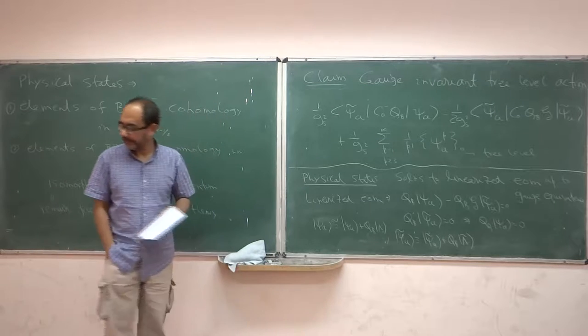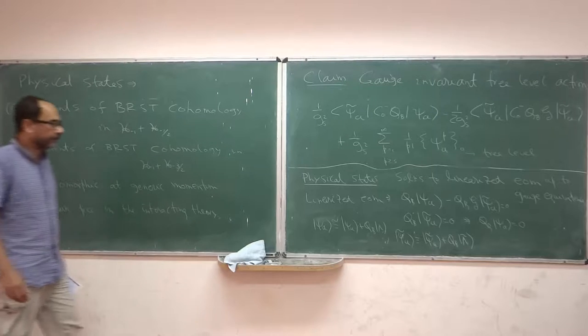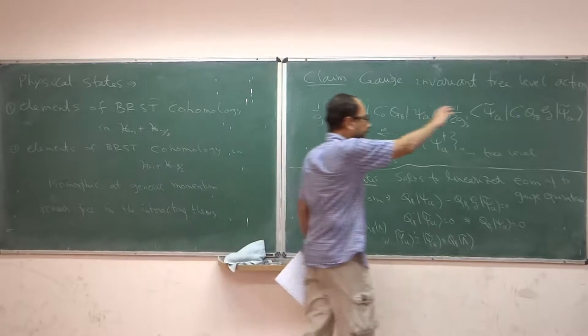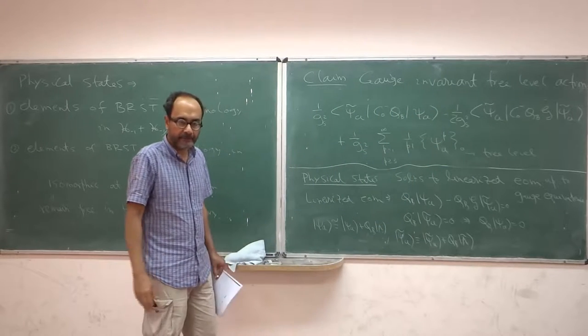So now we come to the question of gauge invariance of the full theory. Because so far you have said that the quadratic part has gauge invariance. But what about the full theory?